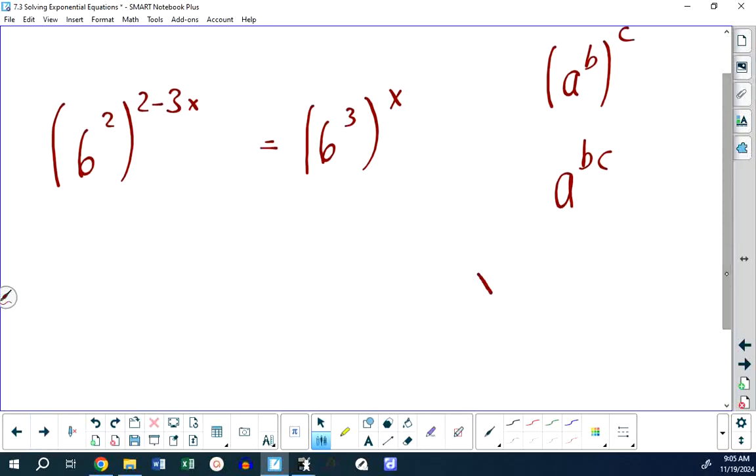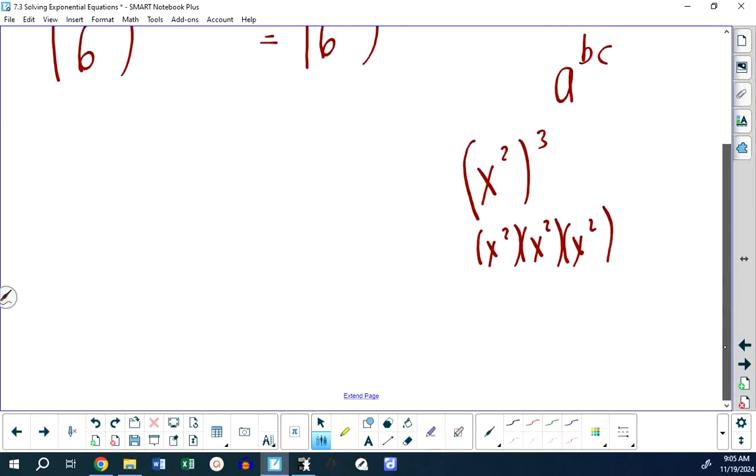Briefly, if I have x squared cubed, the reason it's x to the 6 is because it's x squared times x squared times x squared. That's what cubed means, which is x times x times x times x times x times x, which is x to the 6. This is why the rule works.